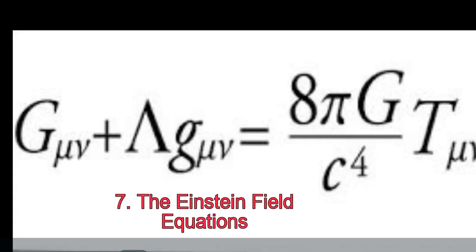Next equation, the Einstein's field equation. This equation gives the fundamental reason for gravity, mass curving space-time. That means a four-dimensional combination of 3D space and time.